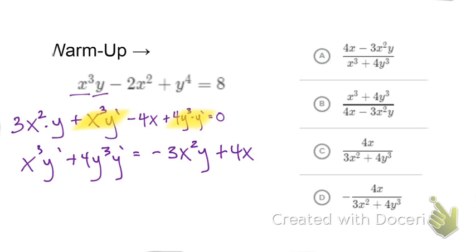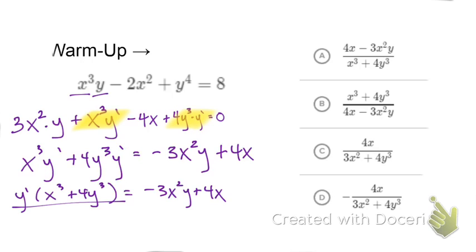And then both terms on the left have a y prime. We can factor that out. So we have y prime times x cubed plus 4y cubed equals negative 3x squared y plus 4x. And last but not least, divide both sides by x cubed plus 4y cubed.